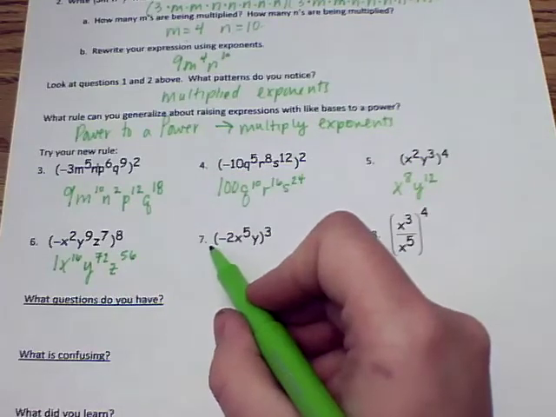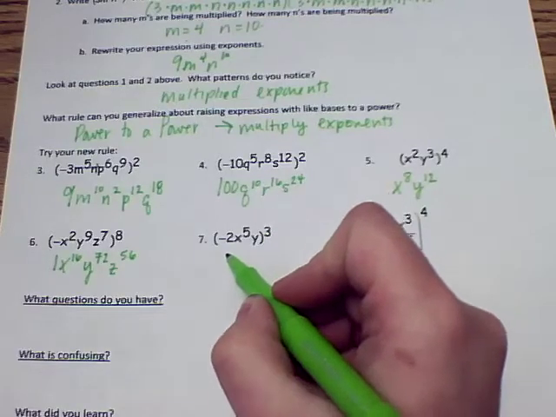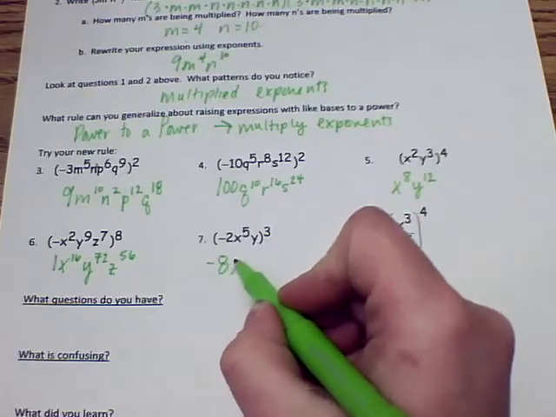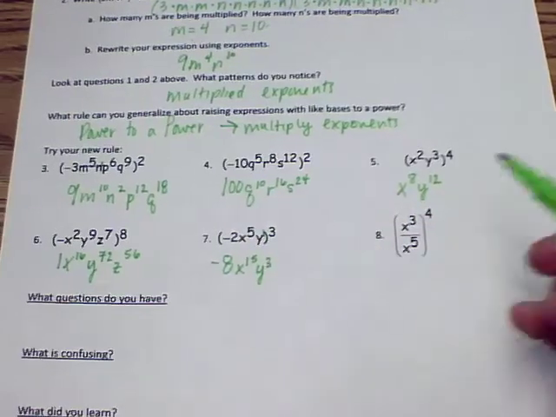Alright, number 7, negative 2 cubed. So that's negative 2 times negative 2 times negative 2 gives you negative 8. 5 times 3 is 15. And 1 times 3 is 3.